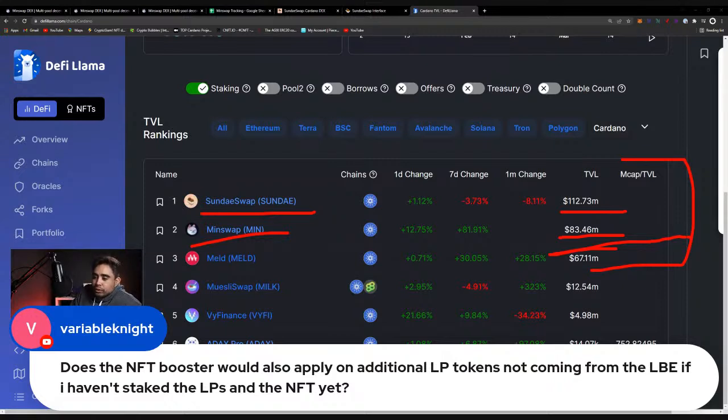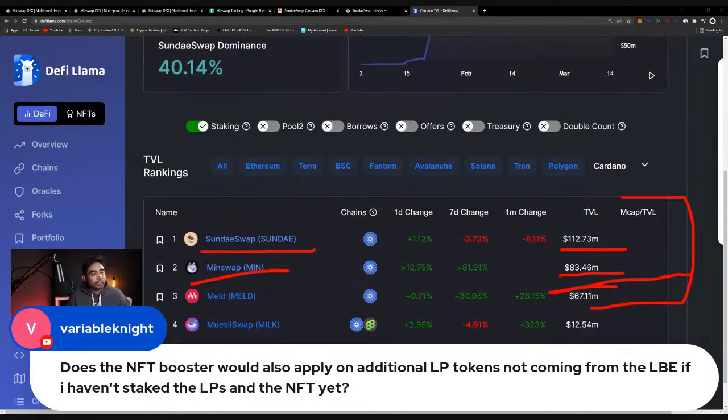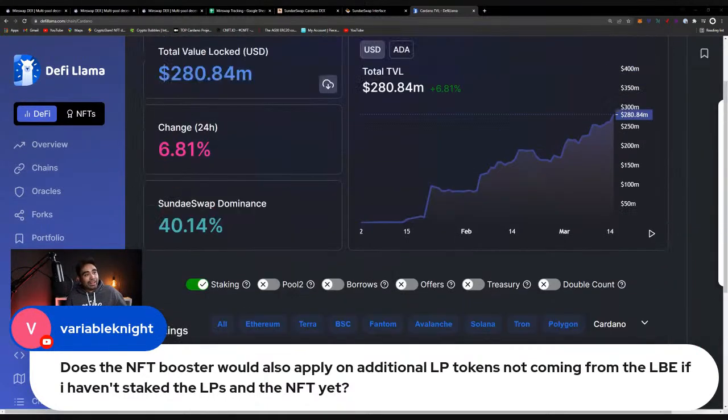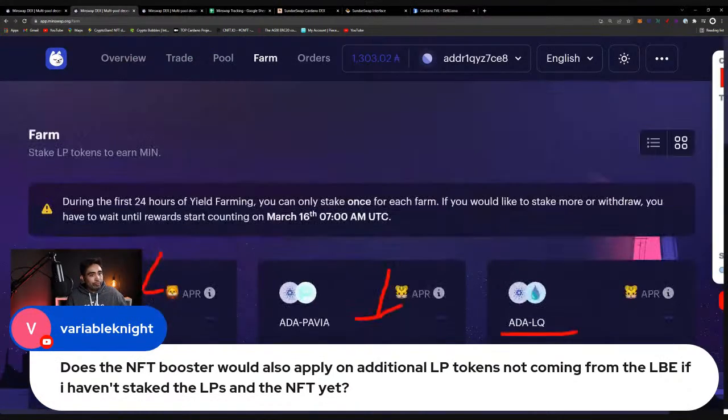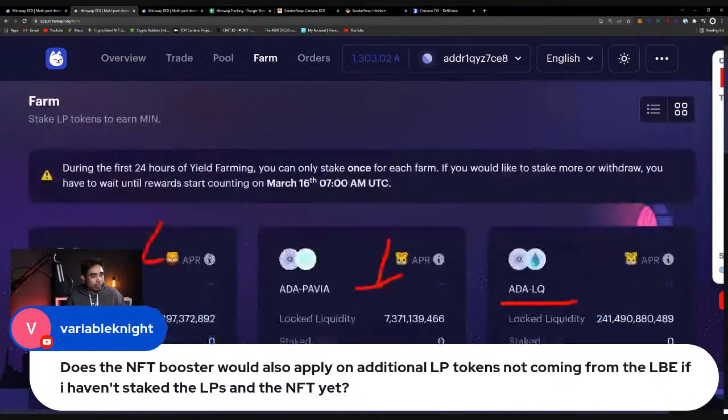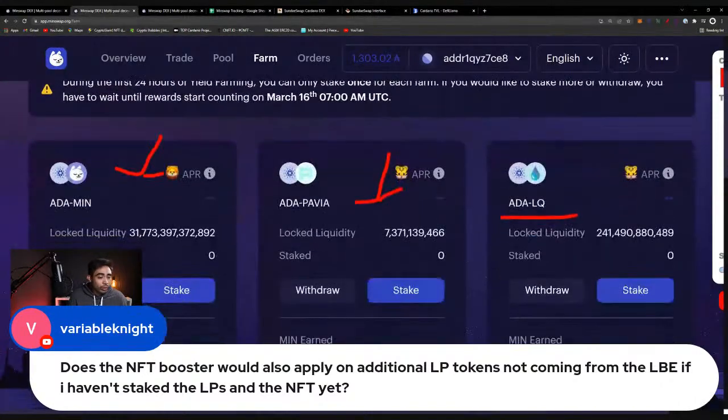So does the NFT booster also apply to additional LP tokens not coming from the LBE, if I haven't staked the LPs and NFT yet? From my understanding, it's going to be automatically applied when you stake. Everything's automatically applied, so whatever you get within these pools for the first 7 days is enhanced because you had that NFT.